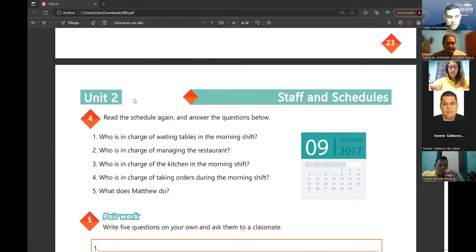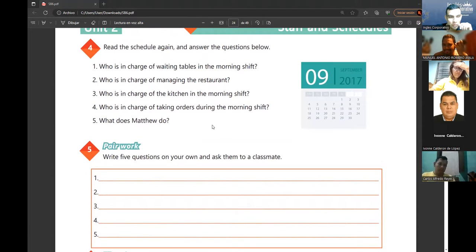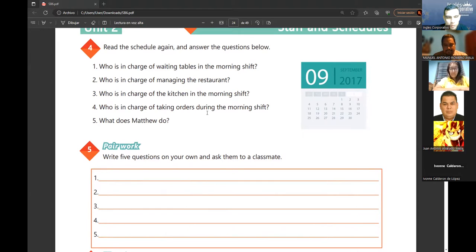Good. Who is in charge of managing the restaurant? Jennifer Rodriguez. She is the manager. Good. Number three. Who is in charge of kitchen in the morning shift? Kevin Dooley and Karen Dooley. Excellent. Who is in charge of taking orders during the morning shift? Jorge Milano and Carlos Guardia. Excellent. What does Matthew do? He's a waiter.